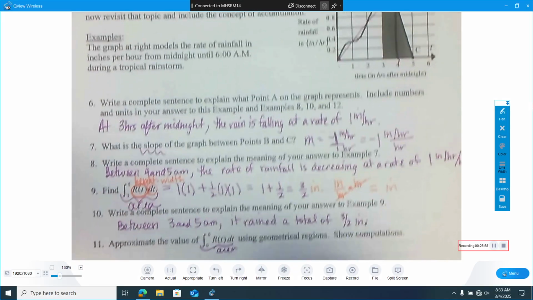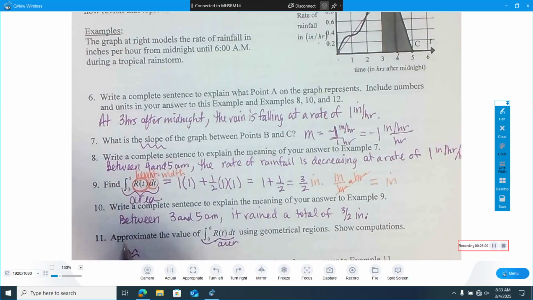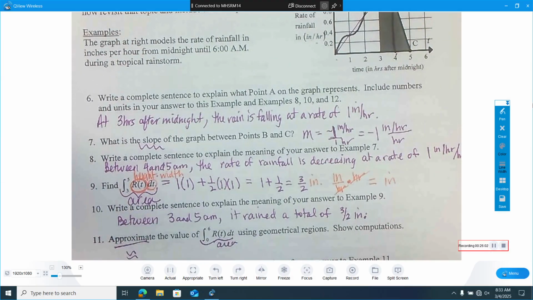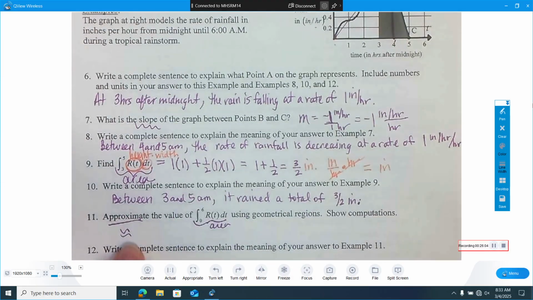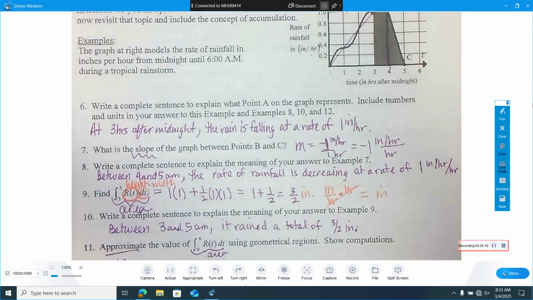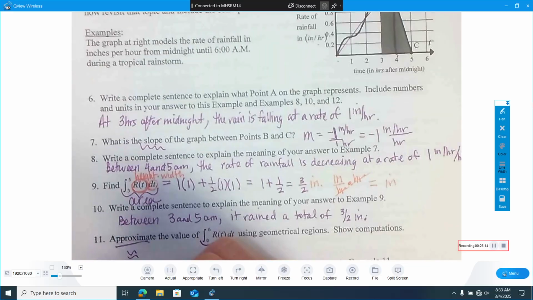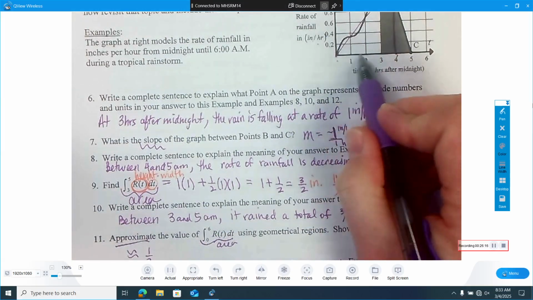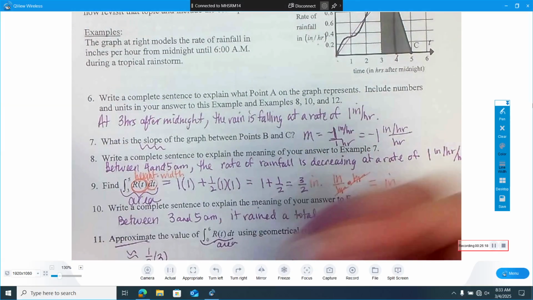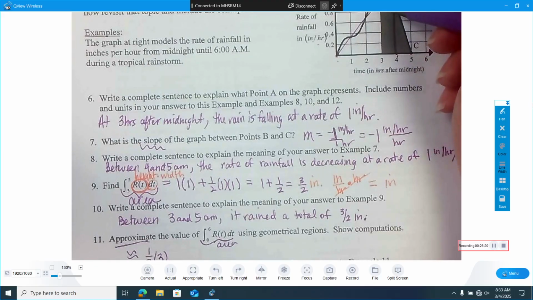So then it's approximately, because they use the word approximate, I'm also going to use an approximation sign, not an equal sign, though they don't deduct for that. It's just me being picky with words. Here I have a triangle, so I'm going to do 1/2 base times height. My base is 3, and my height is 1.